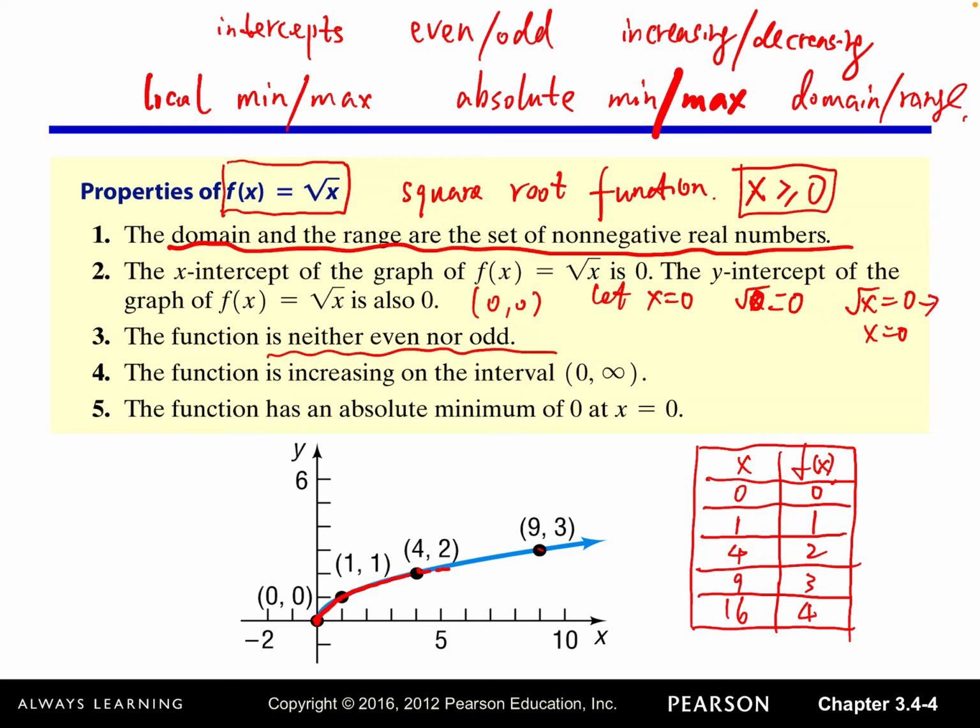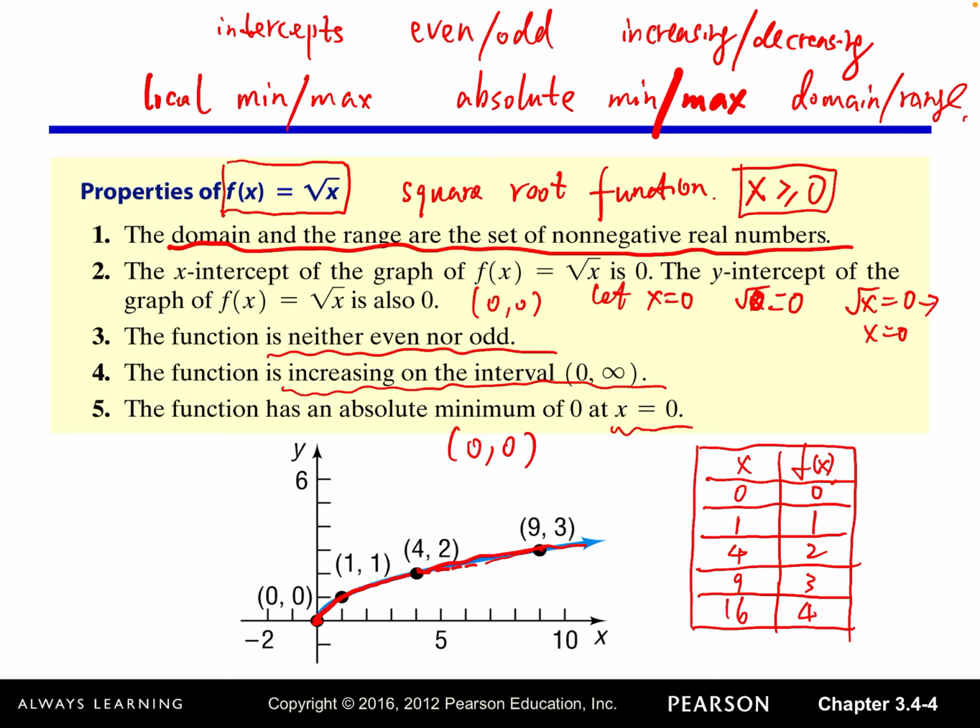And then from the graph, we can see from 0 to positive infinity the function is all the way increasing. No decreasing part. Since there is no decreasing part, no turning point, therefore no local minimum, no local maximum. So the graph is increasing on the interval from 0 to positive infinity, with no local maximum and no local minimum, but it does have an absolute minimum right at the origin. The minimum value is 0, and it occurs when x equals 0. So that refers to the point 0, 0.